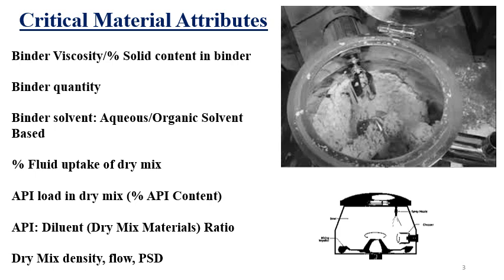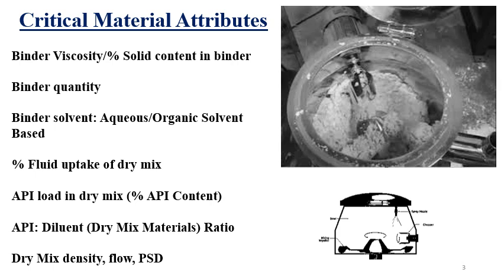Then total binder quantity, how much binder is prepared and how much is required to be added. Then the composition of the binder, whether the binder is aqueous or whether the binder is organic solvent based. Sometimes hydroalcoholic binders are also prepared. Then whether the binder is solution or dispersion or suspension, that is also a critical material attribute.